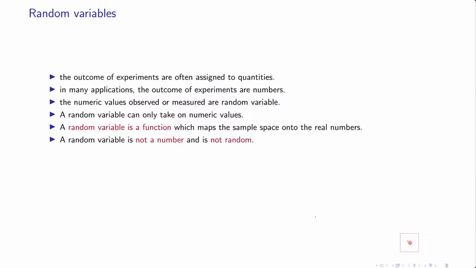I remind you that a random variable is not a number, and the random variable is not random, because the random variable is the machine. What is random is the output of your experiment, not the mapping.